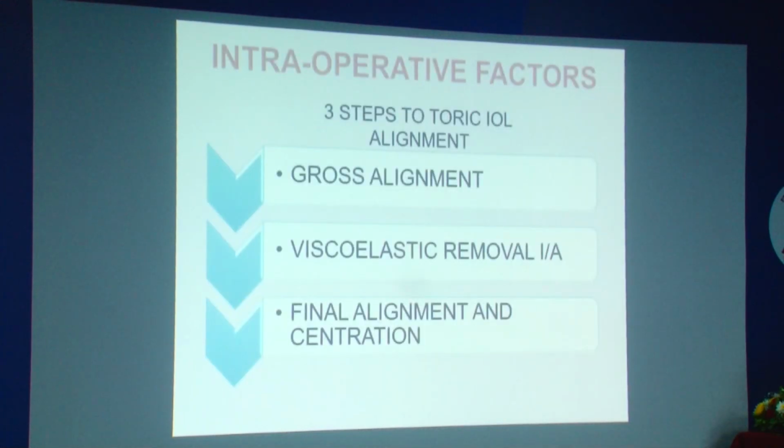So what are the three important steps in the toric alignment marking? First is a gross alignment, where you align the lens markings to almost 10 to 15 degrees of the intended position. You then remove the viscoelastic, and finally you do a final alignment and centration of the lens.